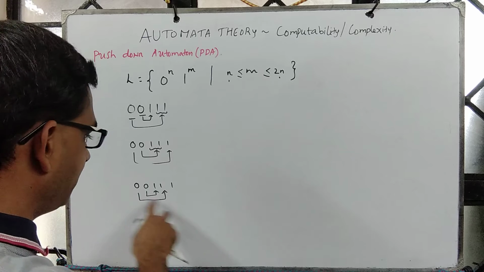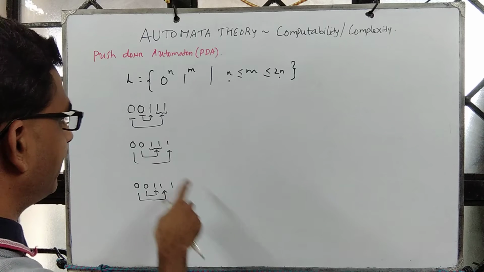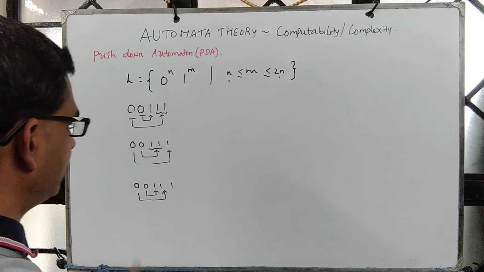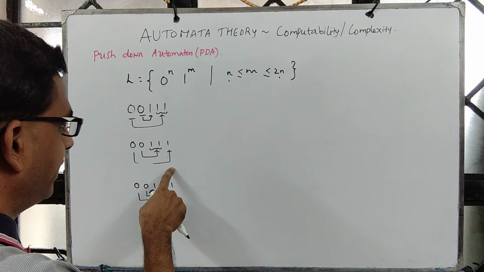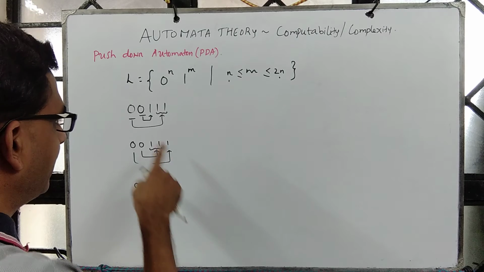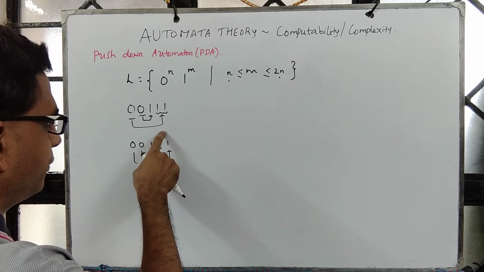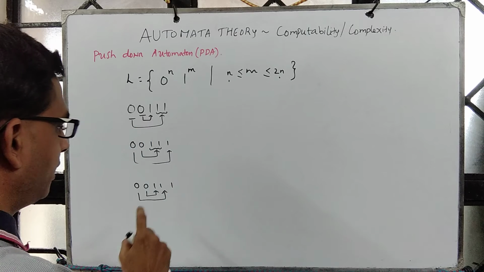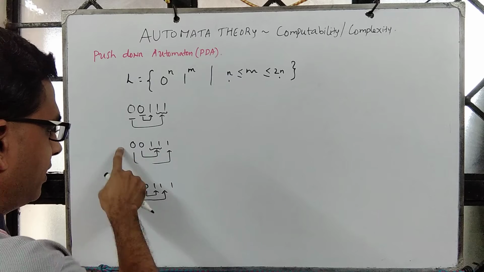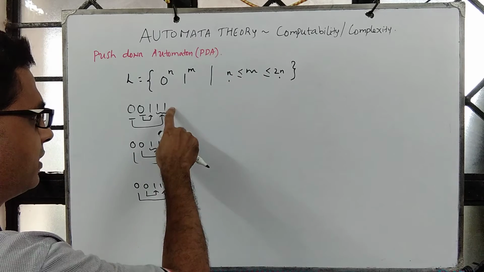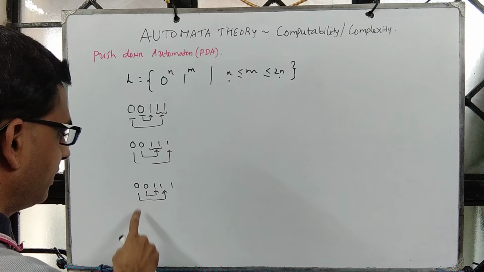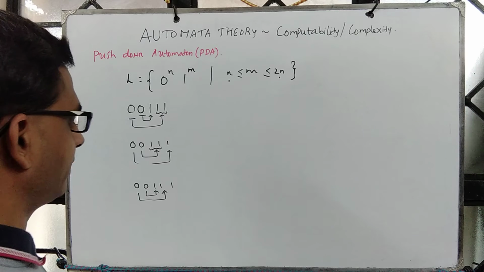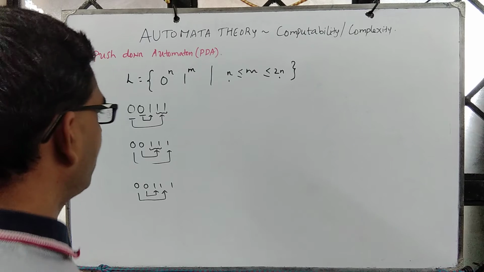But just because of this, I cannot say it is an invalid string. The reason, this is a valid sequence of moves taking me to an accept state. This is a valid sequence of moves taking me to an accept state. So at least one is present. So this string is a valid string, belongs to this language. This configuration we reject. Okay.